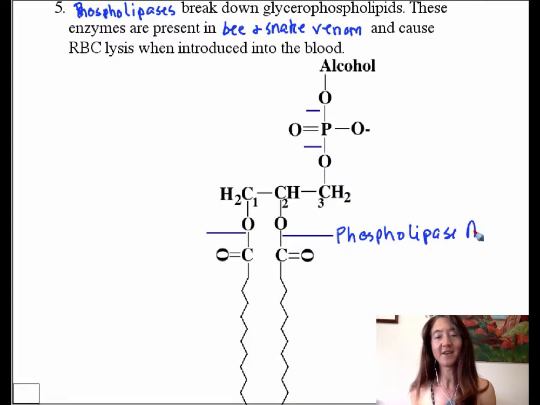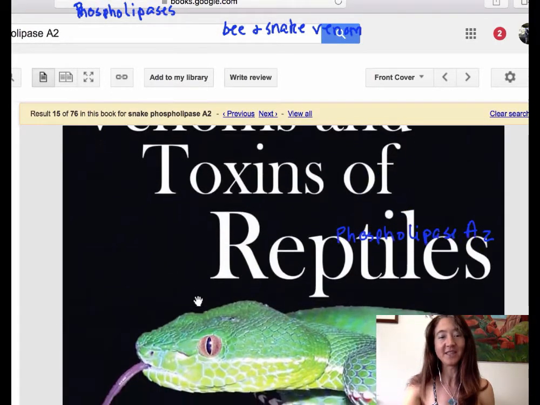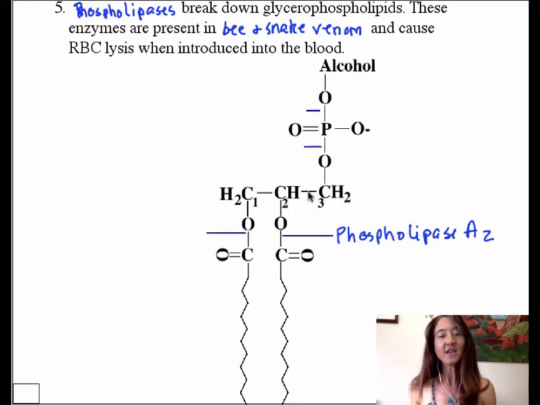There's a whole class of phospholipase A2s, and actually I was jazzed to see that there is an entire book available just on the phospholipase A2s of reptiles, an entire book on venoms that is available online. So there are other phospholipases as well, and they are named based upon where they cleave. So phospholipase A1 cleaves at carbon number 1. Makes sense, right? And then we also have phospholipase C and phospholipase D that cleave at the phosphoester linkages.